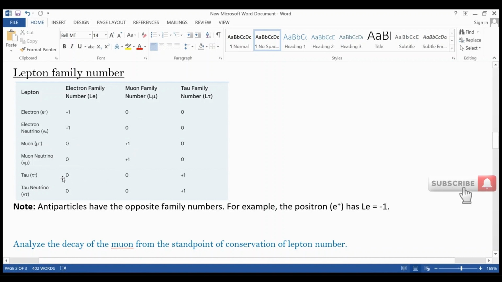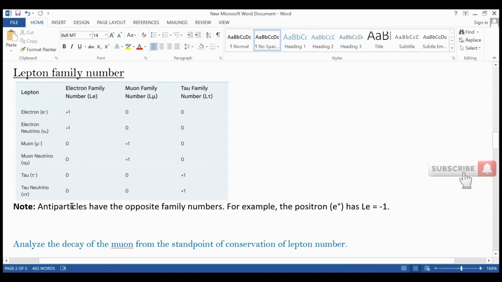And similarly for tau family, only tau and tau neutrino is +1. For others, it will be 0. Tau is only present in tau family, not in muon family or electron family. Tau family will only accommodate tau and tau neutrino. And electron neutrino, muon and muon neutrino are not allowed in tau family. These are lepton family numbers for particles.